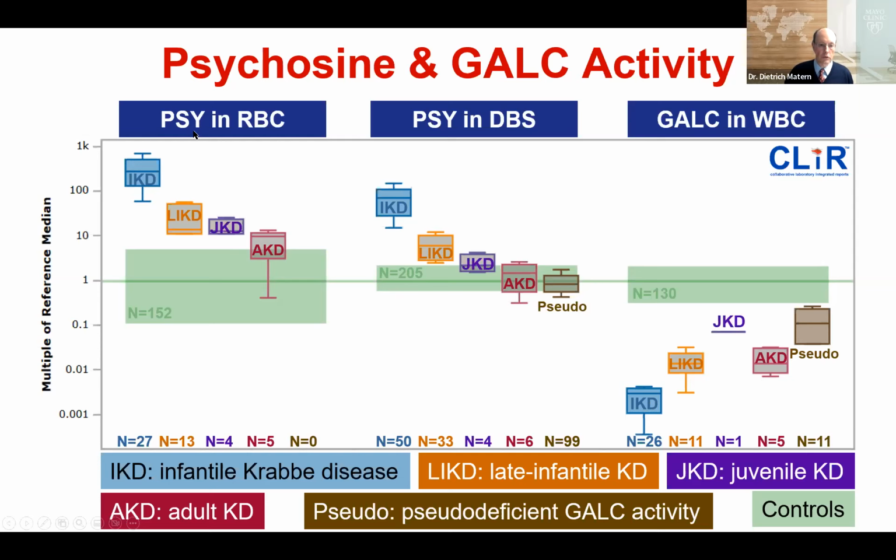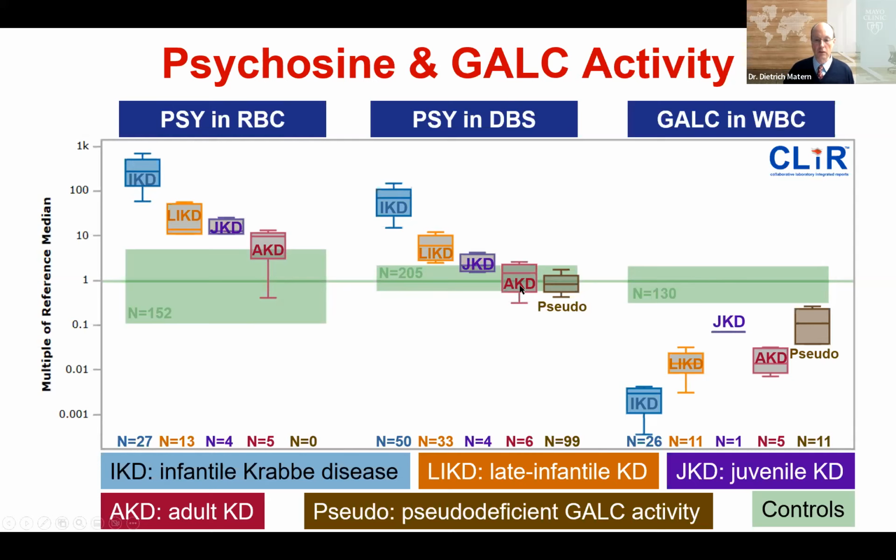When it comes to psychosine, you can see again, infantile Krabbe disease in either specimen type is easily differentiated from normal. Also in red blood cells, the psychosine levels come a little closer to normal, but this is a logarithmic scale, so there's plenty of room here. Juvenile Krabbe disease, in the cases we have, is very abnormal. Adult Krabbe disease, and these are not babies, so these are adults, there's overlap with normal, and again, we would not know whether the newborn screening result would have been any different.